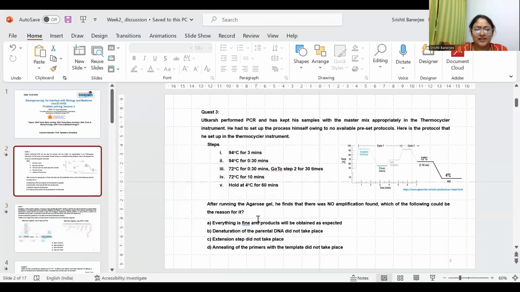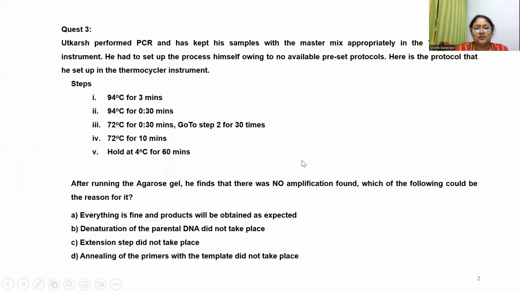So there's one more question, I guess I missed it, so we can discuss it quickly. It's about PCR, what happens in a PCR. Just quickly read this question and we can have a quick discussion on PCR. Basically, these are the 5 steps of PCR that you need to do. Here he has performed these 5 steps, but after running the PCR, he found that there was no amplification. He did not find any band. So what could have possibly gone wrong?